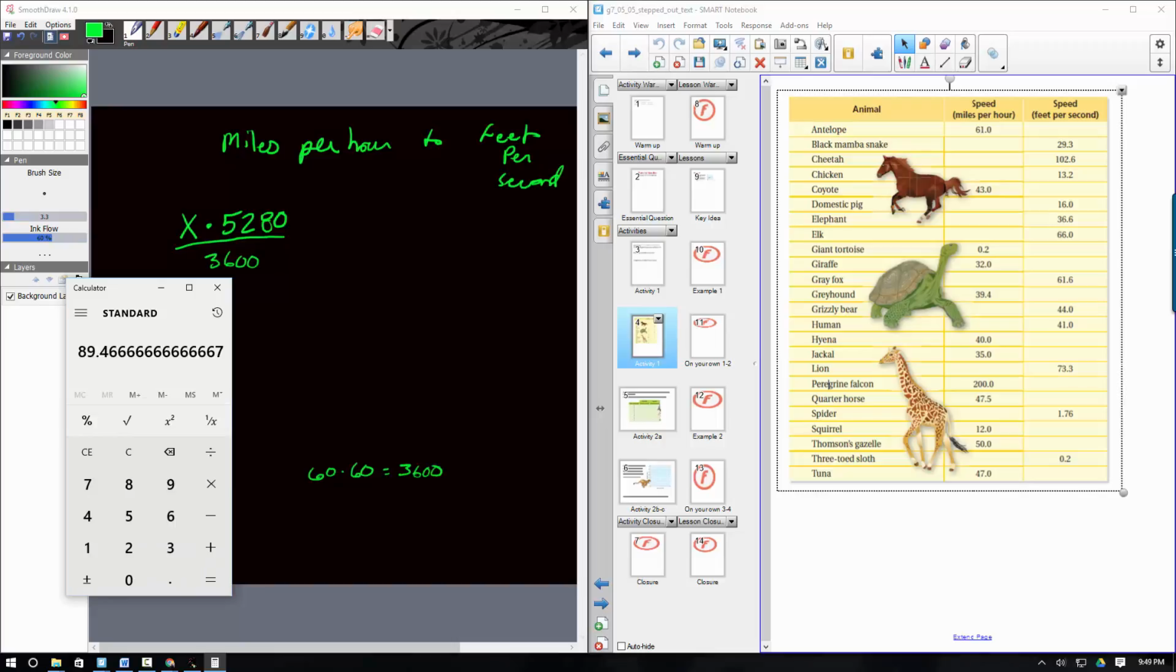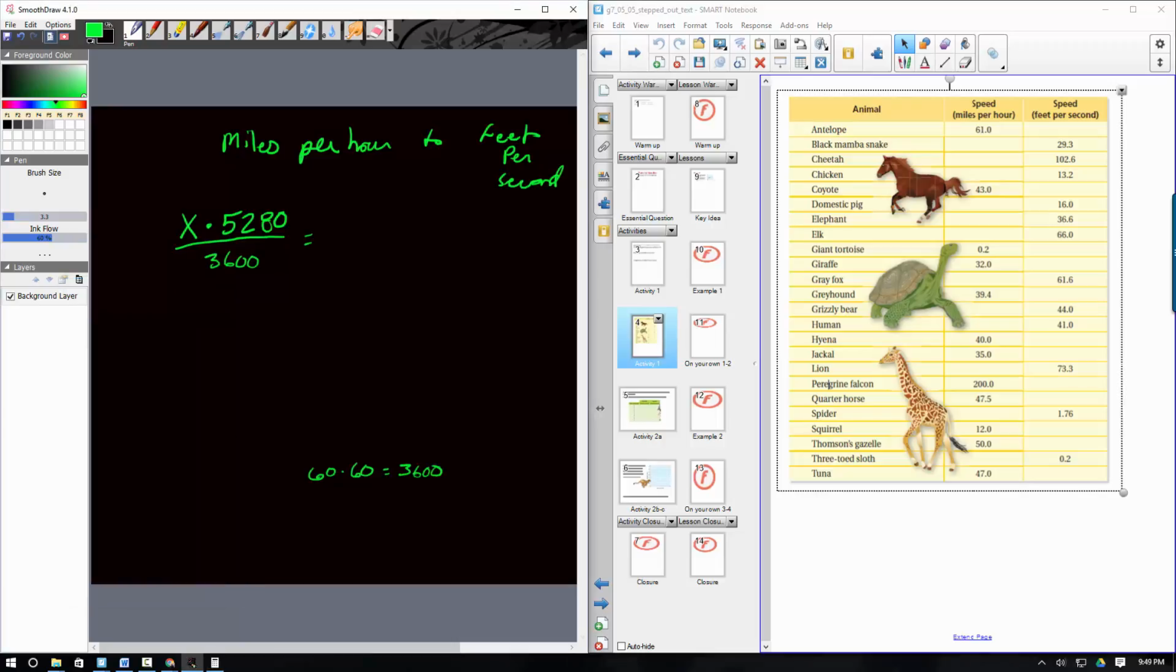And then my answer is 89.46. And once I have the formula established, it's actually pretty easy to do. And this, of course, is feet per second. So you'll work in groups and figure all this out. Let's just try a few more.